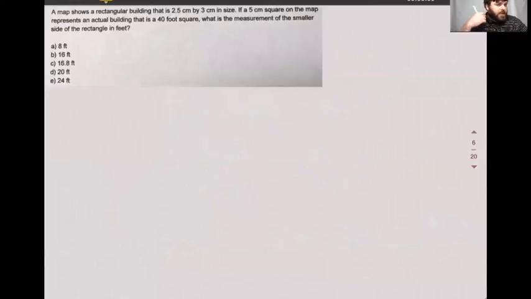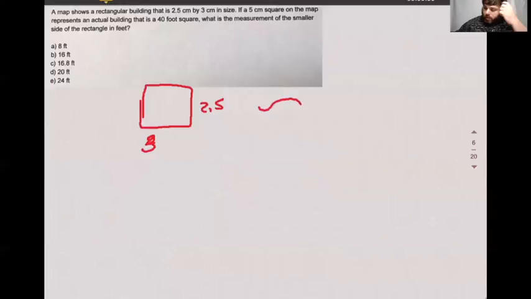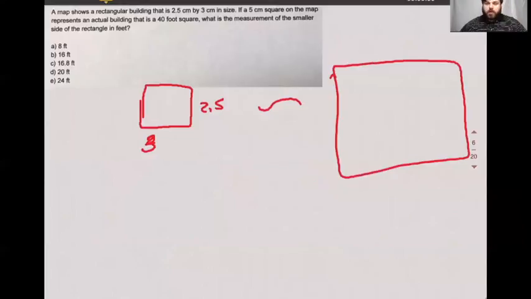Okay, so this is a scale problem, and these deal very much with proportions. So you've got this small map. It shows a 3 centimeter side and a 2.5 centimeter side, and it's similar to this actual building, okay? Now, we don't know these sides here, but we only need to know one of them. It just asks for the smaller side. So really, we're only concerned with this 2.5 and this unknown amount here.